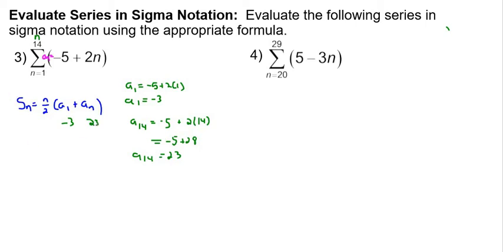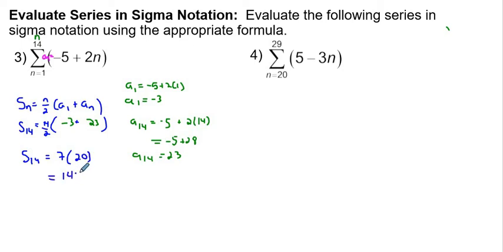And then I just go ahead and use the formula. The formula is adding up 14 terms, and that equals 14 divided by 2, and then I use parentheses. I have a1, which I found there, and I add that to an, which is 23. And so S of 14 is going to equal 7 times 20, which is 140.